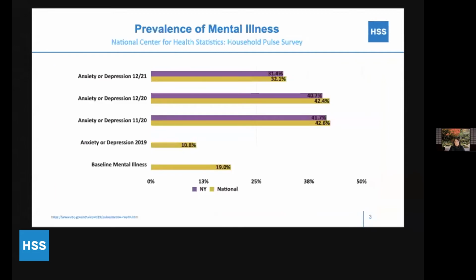If you're feeling stressed, you're not alone. Before COVID, the prevalence of any mental illness was consistently about 19%, with about 11% of the population endorsing feeling anxious or depressed. The latest survey from December shows about 32% of the population feels anxious or depressed, and actually peaking at almost 43% in 2020. So as a whole, we're really stressed.